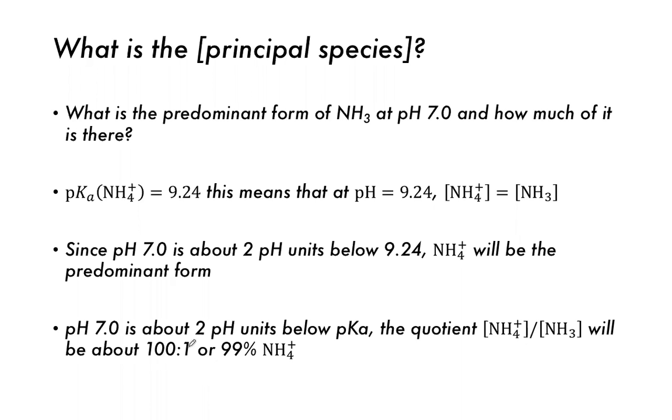So why is this? Well, it's because of the way that logs work. Log base 10 is really just counting how many zeros there are. So the value of our pH is 7, which is about 2 units below that. So that means that log base 10 of whatever the quotient is between these is going to be equal to 2, or -2 in this case. And so that means that we will have a ratio of about 100 to 1 between the two species. And so basically the whole thing is going to be ammonium. It's just really mathematics at that point.